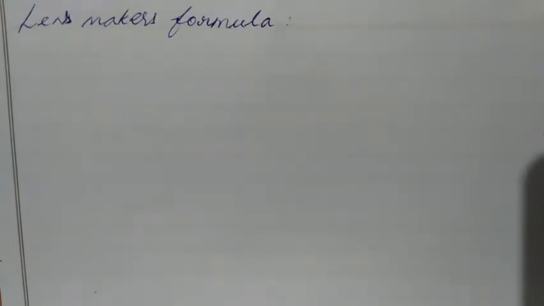Hello students, in this class we are going to derive one important equation, that is Lensmaker's formula. In previous class we studied about lens and image formation of lens at various positions. Nearly we studied 6 cases: where we place the object and where the image will form with respect to that object. We studied 6 ray diagrams. So here Lensmaker's formula is the continuation of the previous topic.